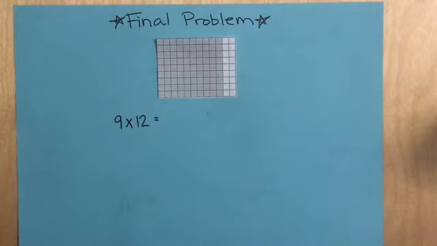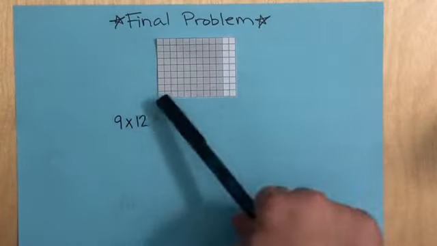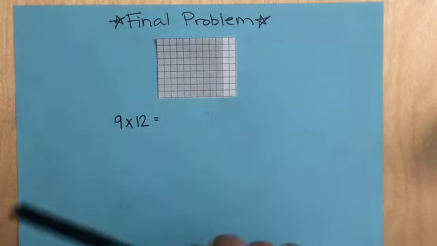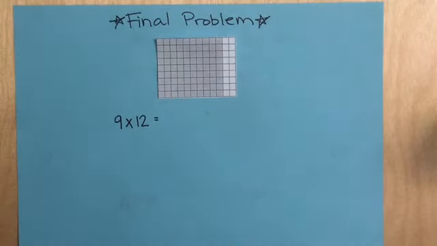Okay, here is your final problem. I'm giving you the hint that the big rectangle before we split it into 2 pieces is 9 times 12. All right, go ahead and try it, and we will see you guys tomorrow.